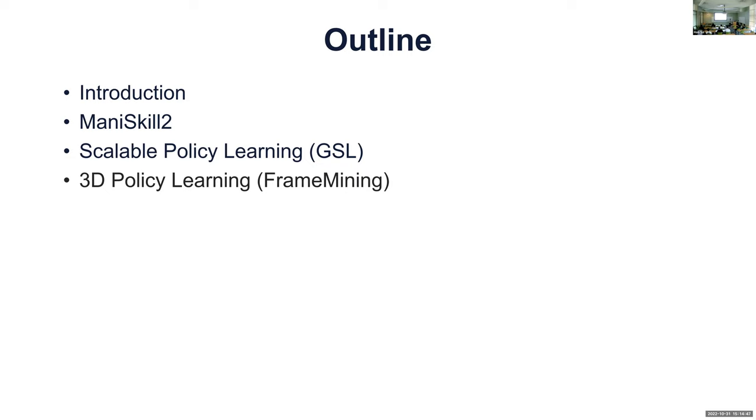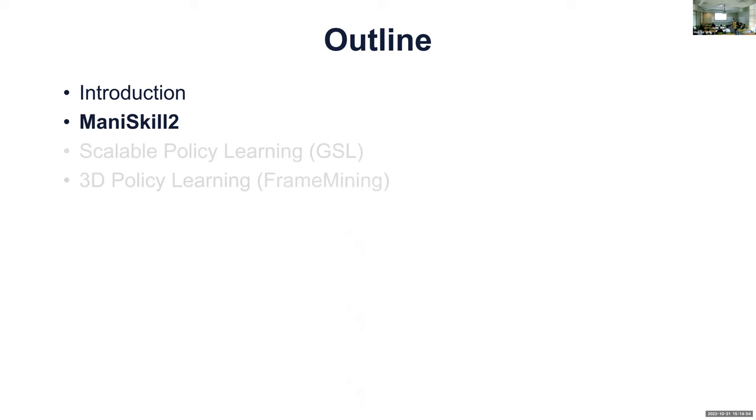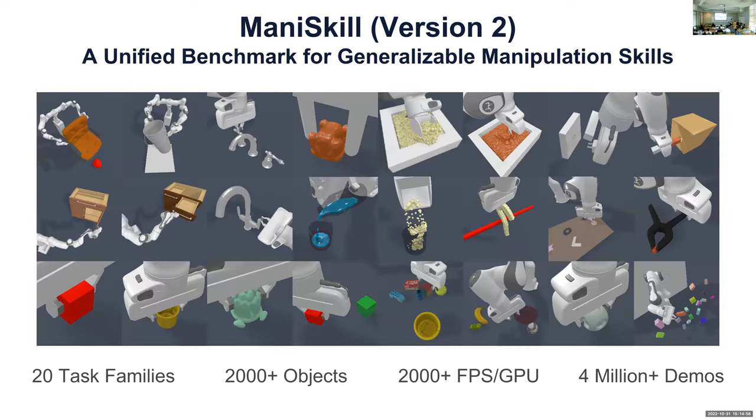Next, I'm first going to introduce some of the simulation environment efforts from my group in ManiSkill 2. Then I will introduce two algorithm efforts on ManiSkill. Now first, ManiSkill 2. ManiSkill 2 is a benchmark for object manipulation skills. It includes 20 task families, with over 2000 objects. We have a strong software implementation that, on each GPU, supports visual policy collection at over 2000 frames per second.